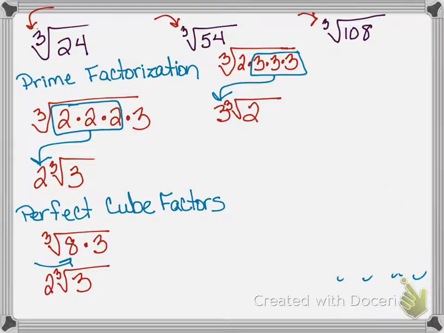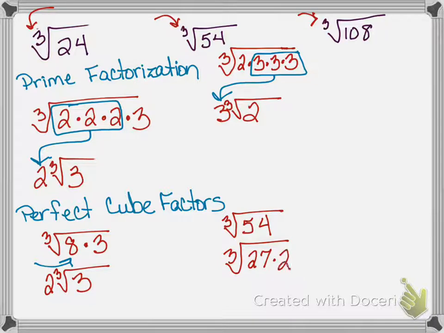We can also solve the very same one using perfect cube factors. The perfect cube inside of 54 is 27. Okay? 27 times what gives me 54? 2. 27 times 2. Okay, what's the cubed root of 27? 3. Okay, so finding perfect cube factors is more difficult. It is more difficult.